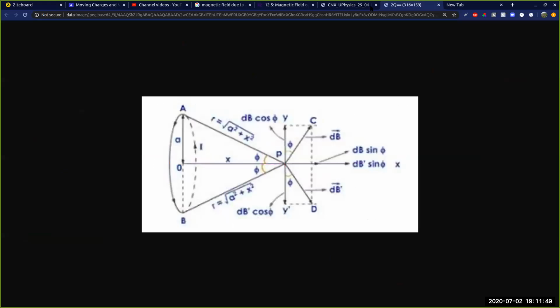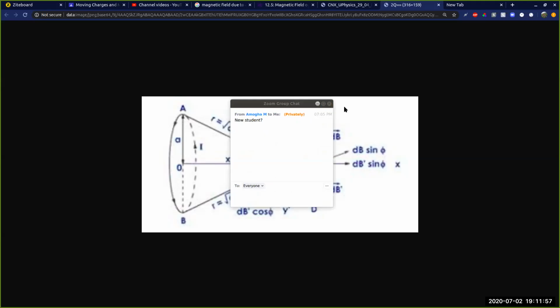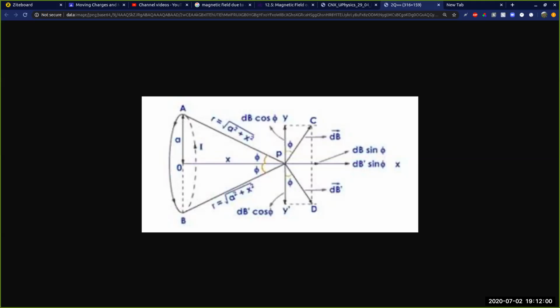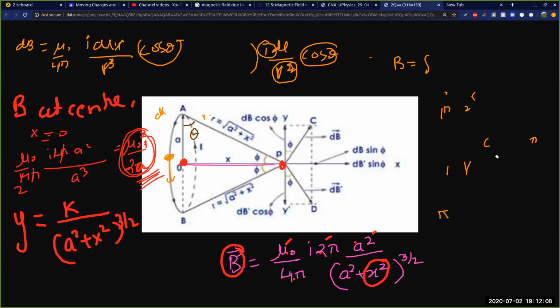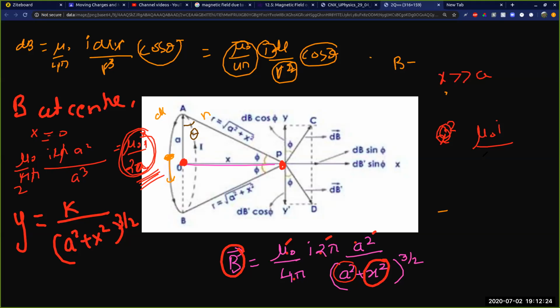Okay. There is one more thing. See, what if x is much greater than a? If x is much greater than a, then a square will be neglected, right? It will become x cube. So the answer will be mu naught I by 2, a square by x cube, right?